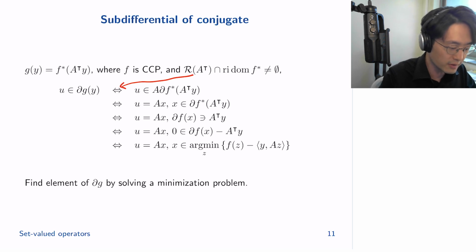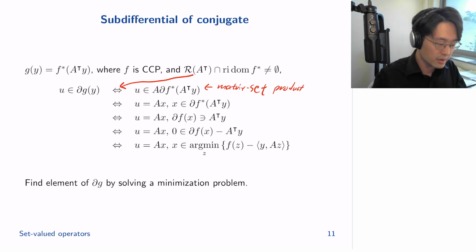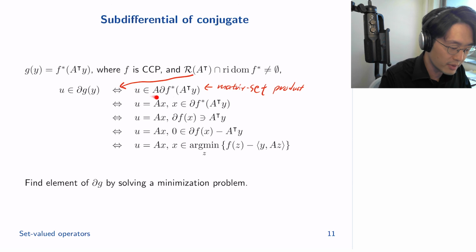Now let's be careful in understanding what this expression means. On the right-hand side, y is a vector, and then A transpose y is a vector. And then partial f star is evaluated at this vector. So this is a set, and then this is a matrix times a set. So this is a matrix set product.